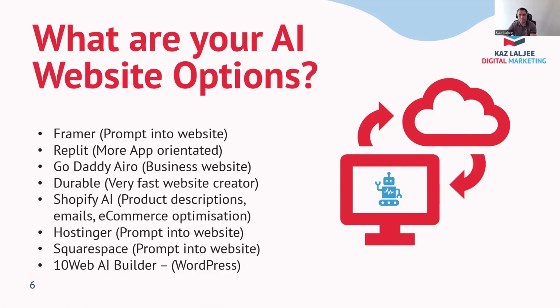Hostinger, once again, type in a prompt to create a website. Squarespace, type in a prompt to do a website. And 10Web AI web builder, that's related to WordPress. So if you're doing this on WordPress, you can use 10Web AI builder. However, as you know, I'm not a big WordPress fan because people say it's dead easy, but as I've said to you before, for some reason I don't find it as easy as everybody makes out. But I thought I'd include that because we mentioned WordPress earlier on in the module.